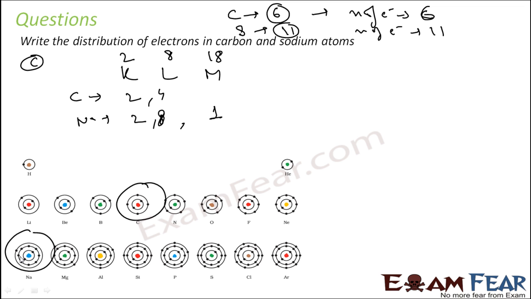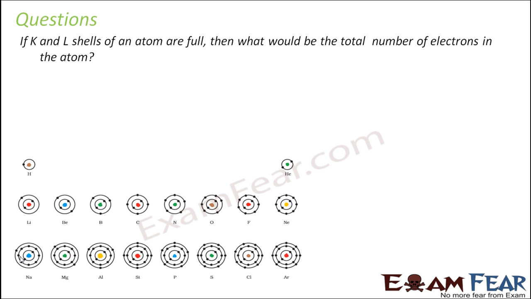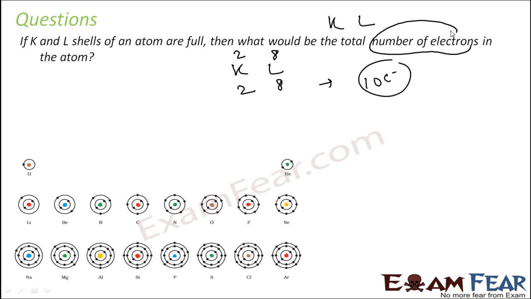Okay. If the K and L shells of an atom are filled, then what would be the total number of electrons in the atom? So as K is filled and L is filled, K can have at the max 2, L can have at the max 8 electrons. If K is filled, K has 2. L is filled, L has 8. The total number of electrons is 10. The number of electrons in the atom is 10. Pretty easy.